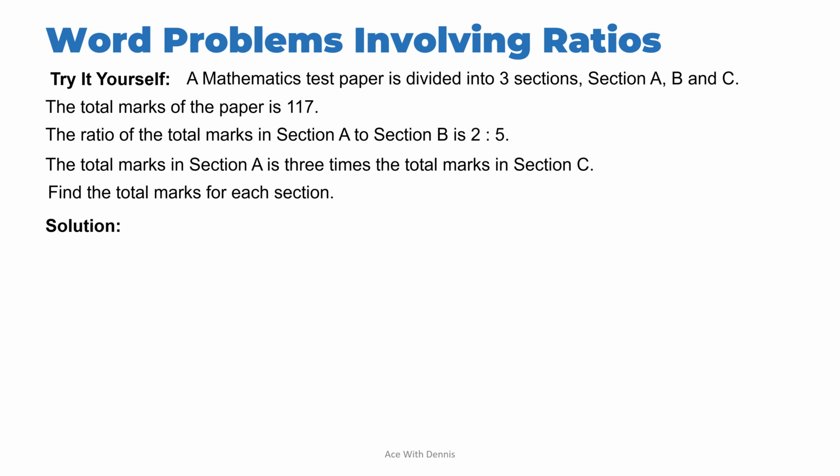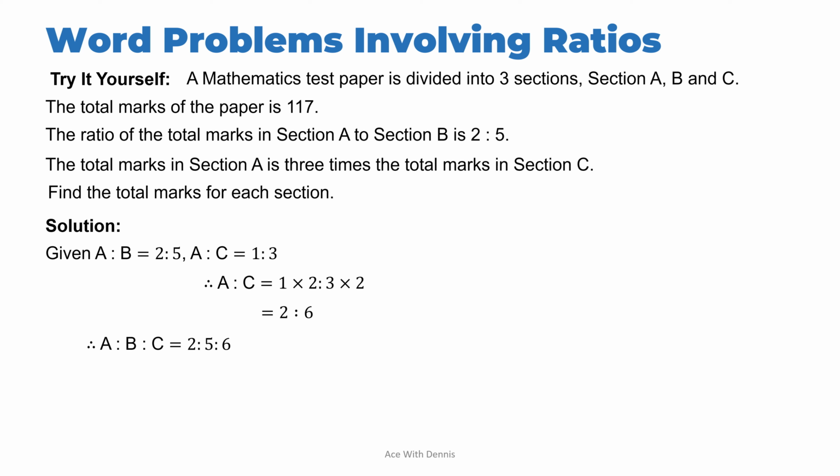Alright, here's the solution. Given that the ratio of A to B equals 2 to 5 and the ratio of A to C is 1 to 3, as mentioned in the question, the total marks in section A is 3 times the total marks in section C. Hence, we can notice that section A is the common quantity. For the second ratio, we can multiply both quantities by 2 and we get the ratio of A to C equals 2 to 6.